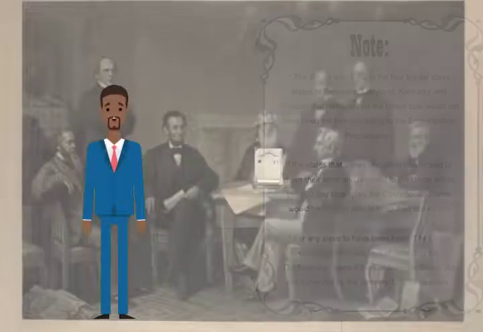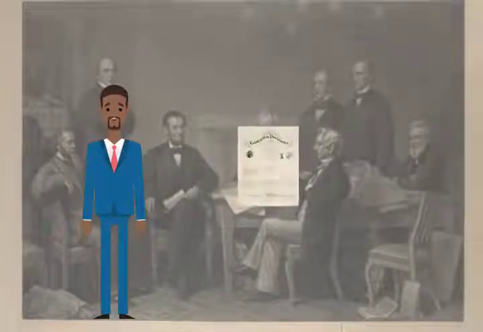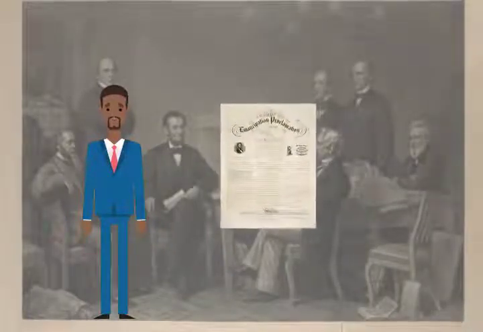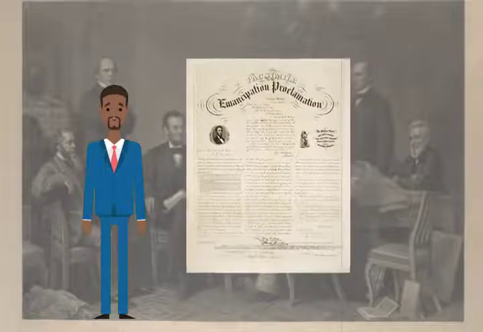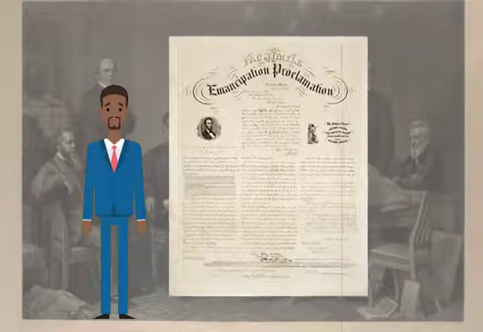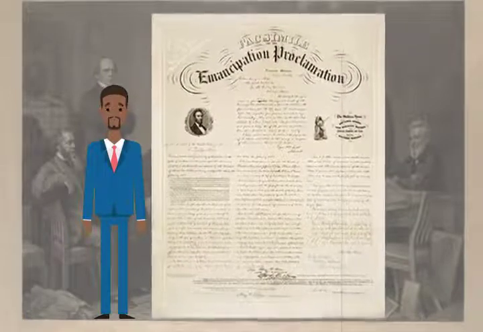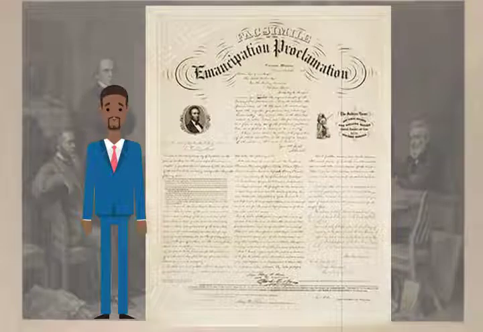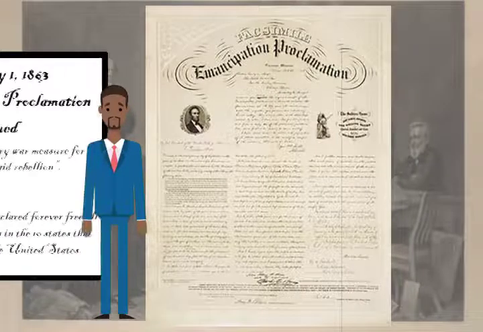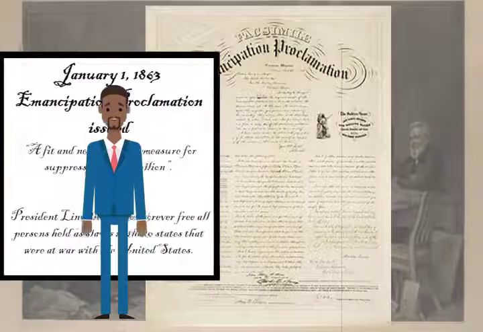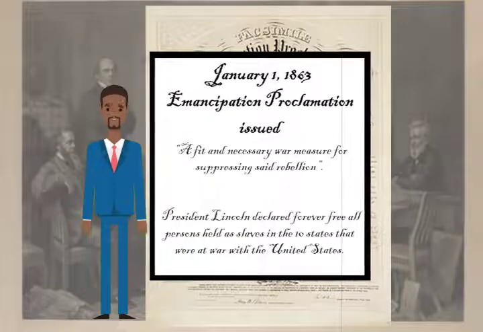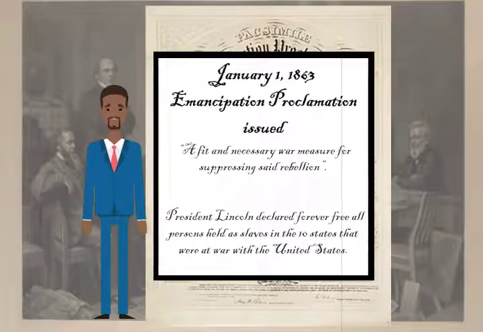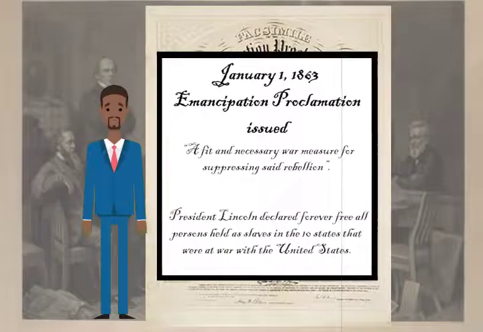As of January 1st, 1863, the Confederate States had not surrendered and returned to the Union. On that day, President Lincoln issued the final Emancipation Proclamation as, quote, "a fit and necessary war measure for suppressing said rebellion," end quote. Within that fit and necessary measure, President Lincoln declared forever free all persons held as slaves in the 10 states that were at war with the United States.